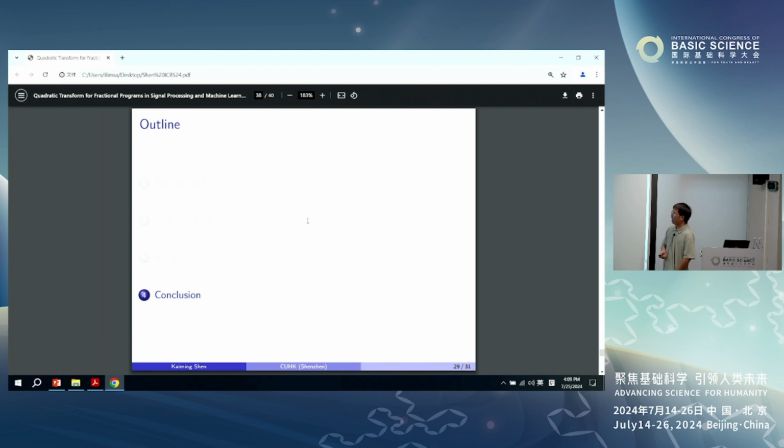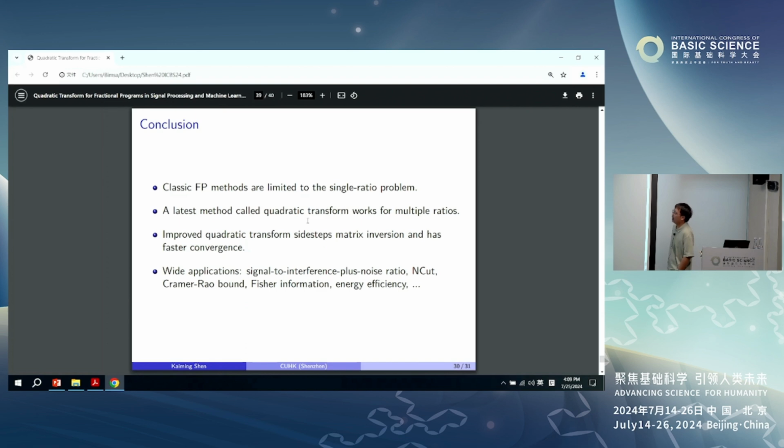Okay, so it's time to recap what I introduced in today's talk. I start by introducing classical FP methods. They are good because they can solve the non-convex problem by decoupling the ratio. But their use is fairly limited because they can only account for the single ratio problem. They do not work for multiple ratios. And next, I introduced one recent method called quadratic transform, and that works for multiple ratios. And I also show that quadratic transform encompasses the well-known WMMSE algorithm as a special case.